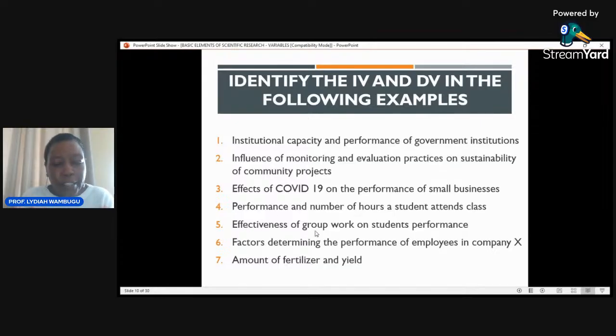Then we have effectiveness of group work on students' performance. Effectiveness of group work is the IV. Students' performance is the DV. Factors determining the performance of employees in company X: factors is the IV. Performance of employees in company X is the DV. Amount of fertilizer and yield: amount of fertilizer is the IV and yield is the DV. So that is how they are. So I want to believe that all of us were able to identify that. I don't see any question. And so I will move on to the next one.